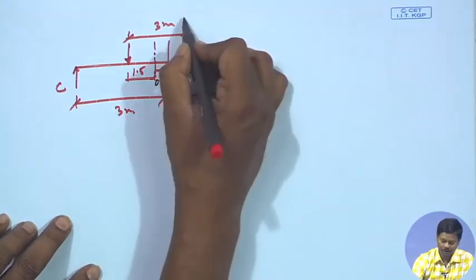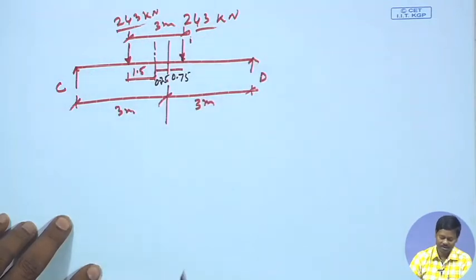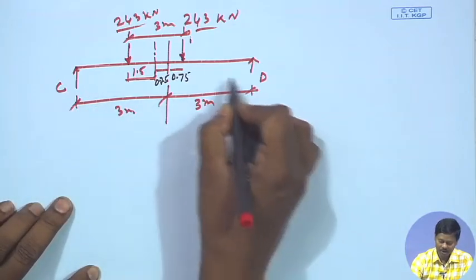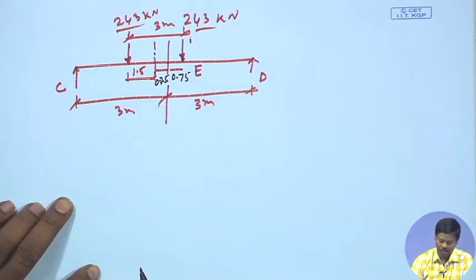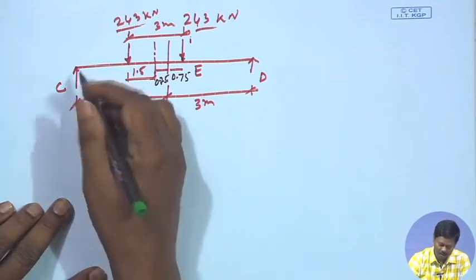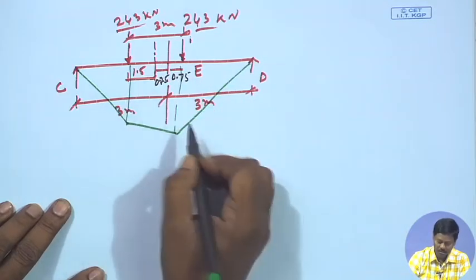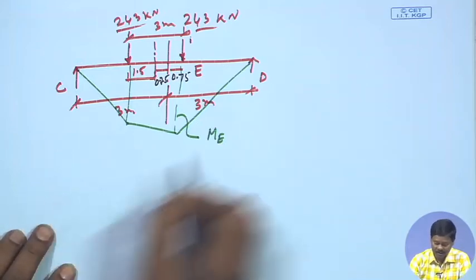Okay. And we have 243 kilonewton, 243 kilonewton. Now, if we place it in such a way, then we will get the maximum bending moment. So, to get the maximum bending moment, I can make this point E, right. So, the maximum bending moment will occur in this position at E, something like this. So, it will be the maximum bending moment, right. To get it, I have to find out the reaction at D.